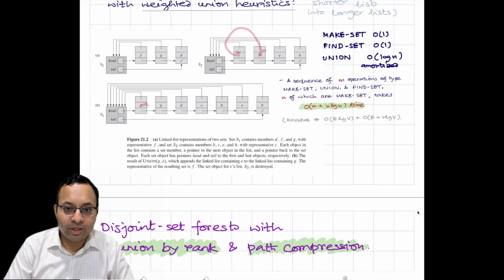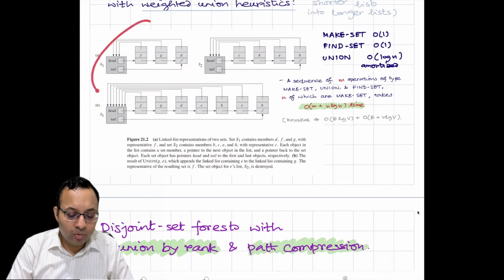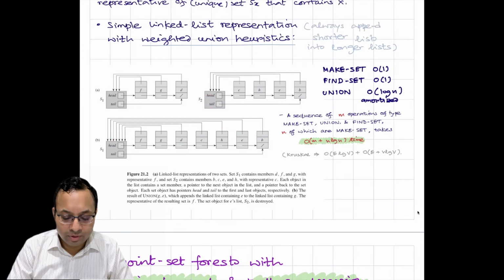This is the union operation. And you can show that if you are always given two sets, you always merge the smaller one into the larger one, always append the shorter list to the longer list, this weighted union heuristic. It will take constant time per make set operation, constant time per find set operation, and it will take order log n time for union operation in an amortized way. So on average, it will take order log n time.